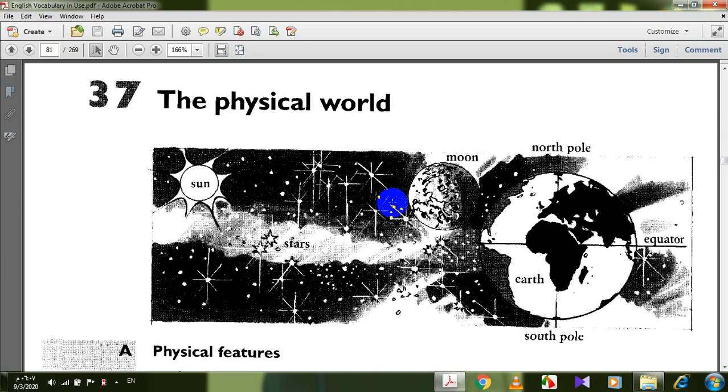But with physical, we mean that something is really there. So physical means it is really there, so you can see it, you can touch it. This is the meaning of physical. However, the physical world is everything, all the stuff around you.